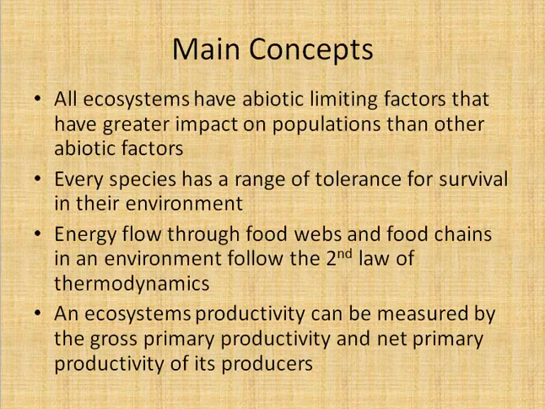The main concepts for today are: first, all ecosystems have abiotic limiting factors that have greater impact on populations than other abiotic factors. Second, every species has a range of tolerance for survival in their environment. Thirdly, energy flow through food webs and food chains in an environment follow the second law of thermodynamics. And last but not least, an ecosystem's productivity can be measured by the gross primary productivity and net primary productivity of its producers.